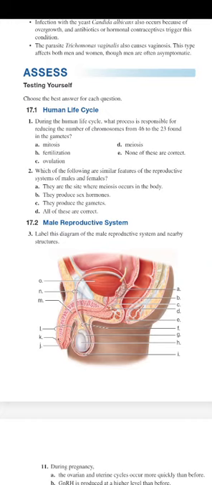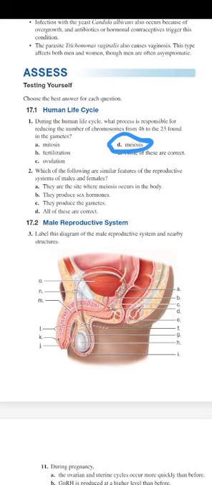During the human life cycle, what process is responsible for reducing the number of chromosomes from 46 to the 23 found in gametes? So what process causes the nucleus to go from being diploid into haploid? And you know that this one is meiosis, also known as the reduction division, because we're reducing the numbers.